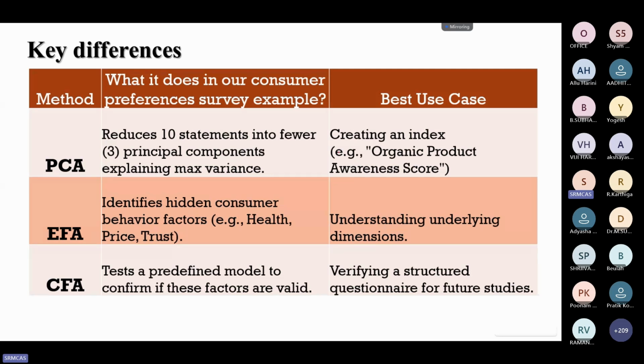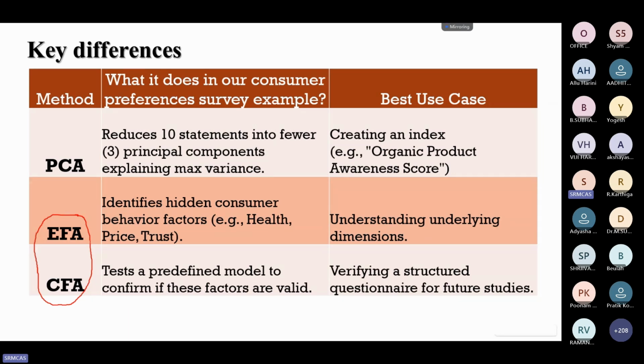But see, there are EFA and CFA. This means exploratory factor analysis and confirmatory factor analysis. So there are two different kinds of factor analysis. Exploratory factor analysis means that we usually explore the latent variables possessed among the different kinds of variables.